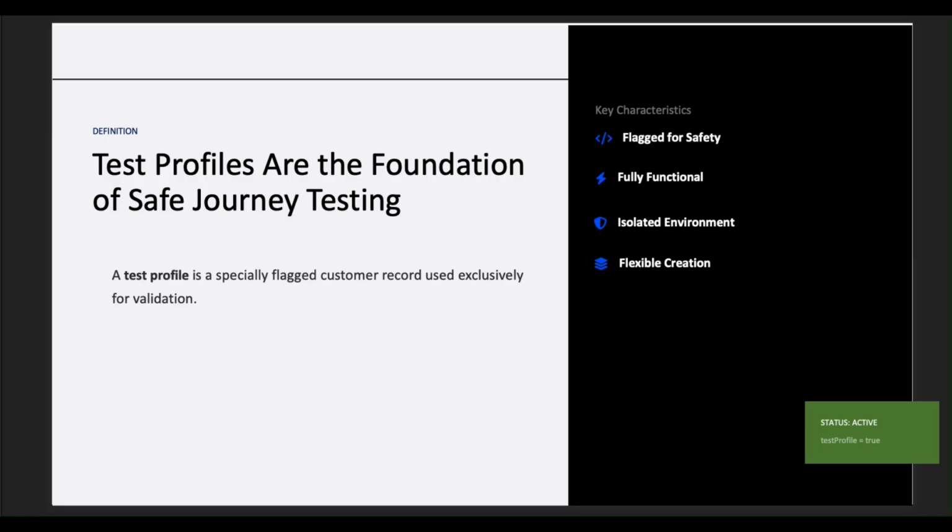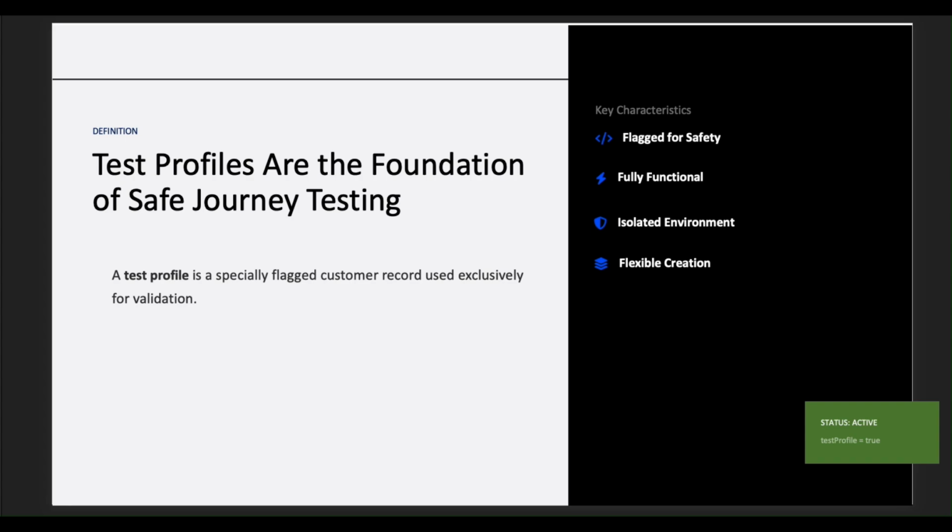Test profiles are the foundation of safe journey testing. They are specially flagged customer records used only for validation, allowing teams to trigger journeys and simulate events without risking production data. In Adobe Experience Platform, they are marked with testProfile equals true, ensuring they are recognized as testing entities. Test profiles are safe, fully functional, and isolated from live journeys.